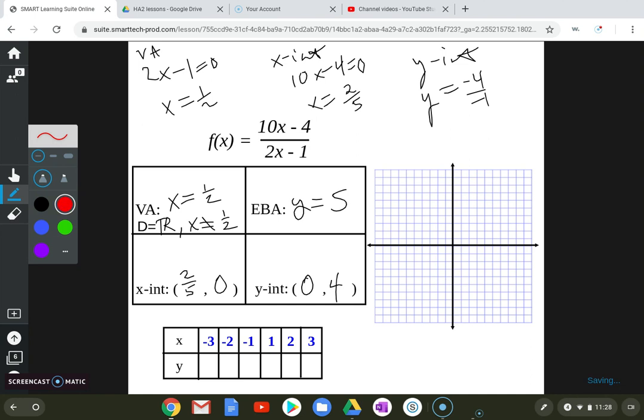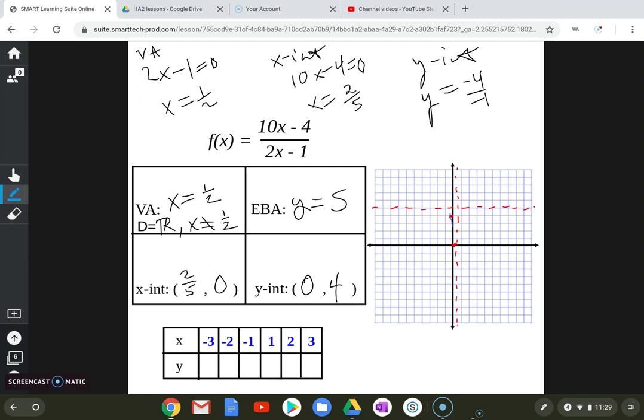When we sketch the graph, start with your asymptotes. So we have a vertical at a half. We have a horizontal at 5. And then plot your intercepts. 2/5 is like right in here. It's just to the left of a half, so it's kind of squished in there. And then our y-intercept (0, 4), so that's up here, which means our graph, I'm going to switch colors here, is going to kind of squish in here. It's really squished. It's kind of butted right up against those asymptotes.